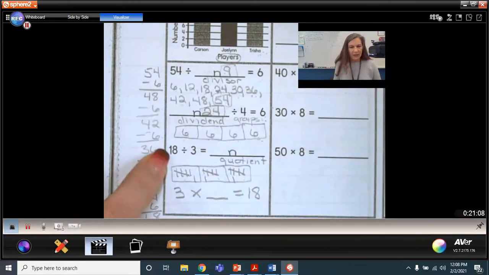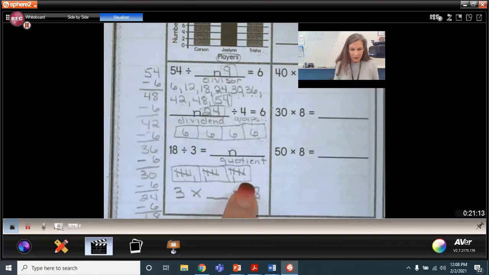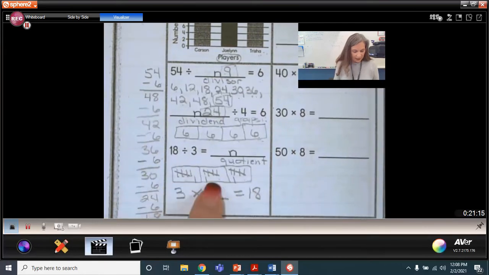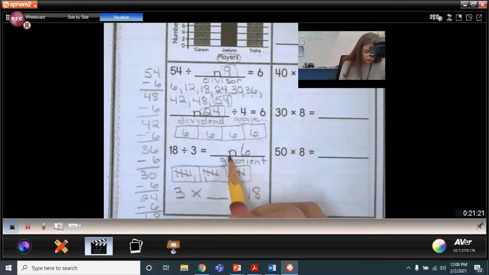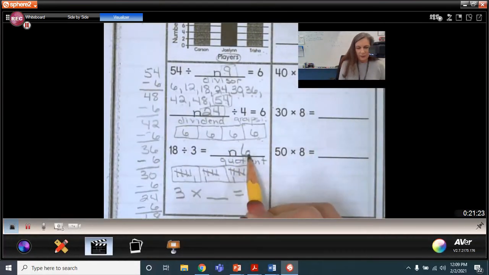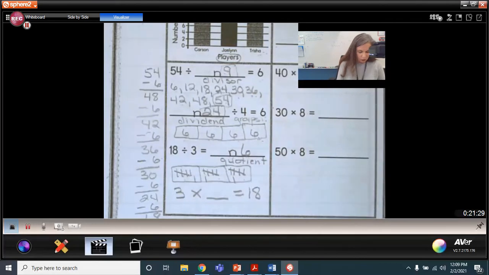Well, when I divided these 18 objects into the 3 groups equally, I see that I have 6 objects in each group. And so this n means we're going to replace it with a number. So n is the number that we're using to replace this quotient.